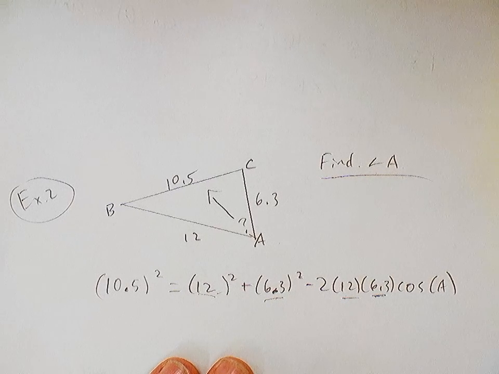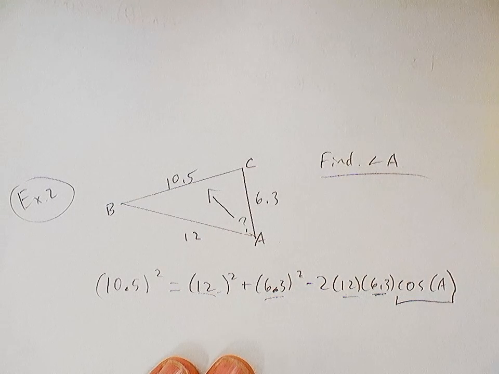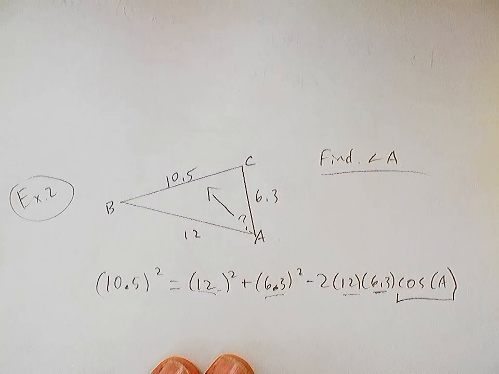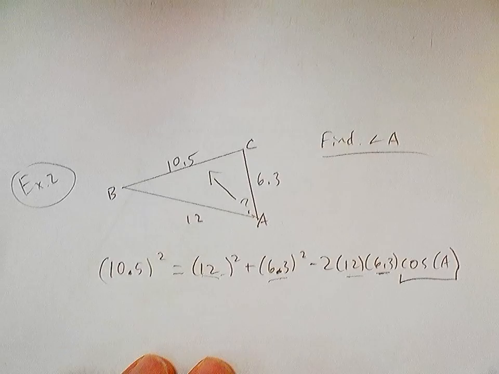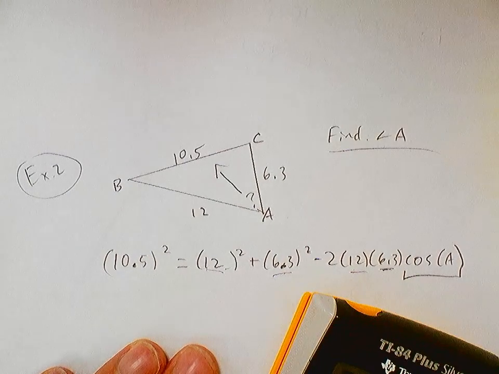So the next thing that we've got to do is try to get cosine of A by itself, because if I can get that by itself, then I can just take the inverse cosine of the number on the other side, and that's going to tell me what that angle is. So let's see if we can clean this up just a little bit.